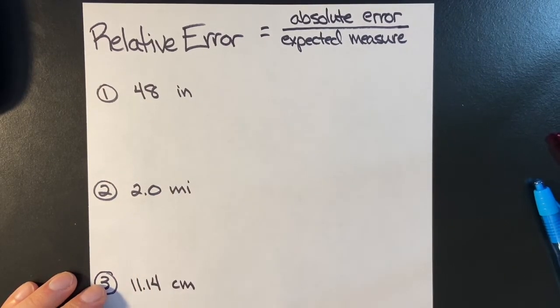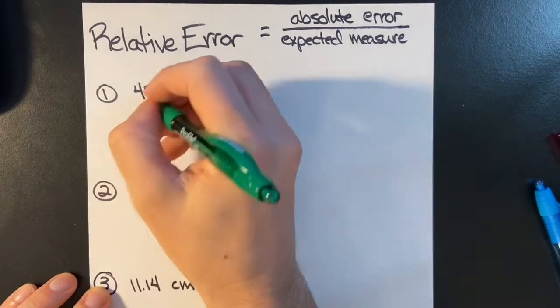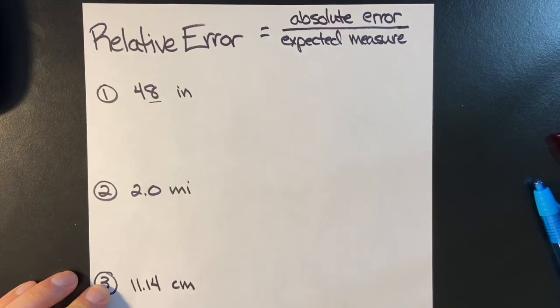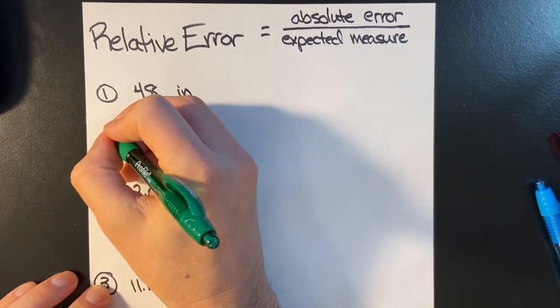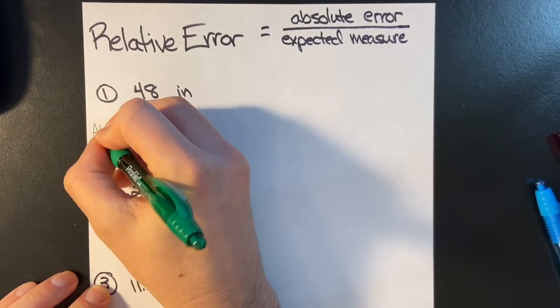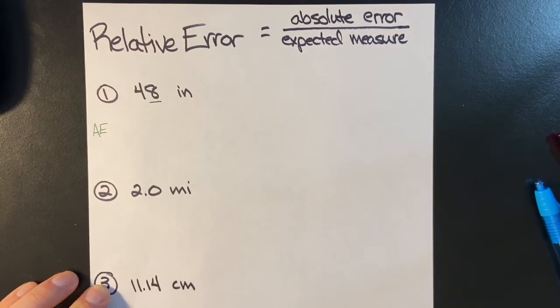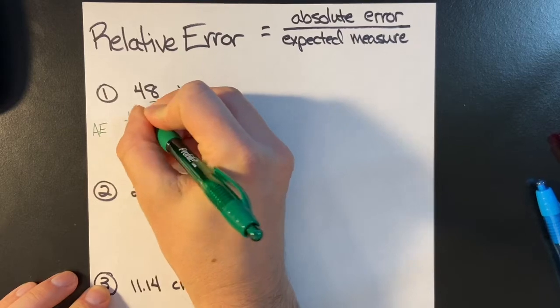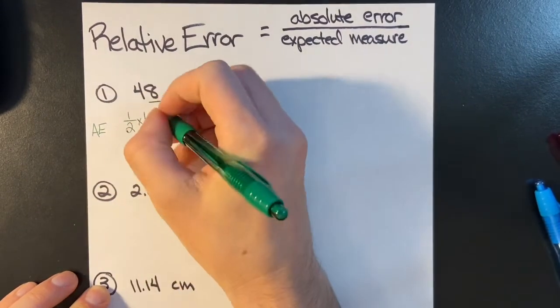So when I have 48 inches here, my smallest measure is in the ones, and it's 1 inch. So my absolute error is found, and I'll put AE, not for American Eagle, is going to be 1/2 of 1, which is a half, 0.5.